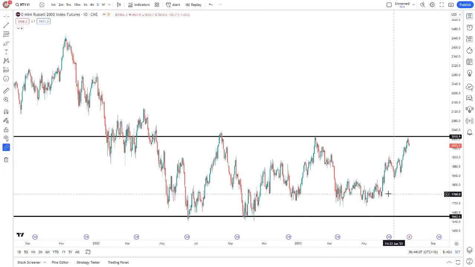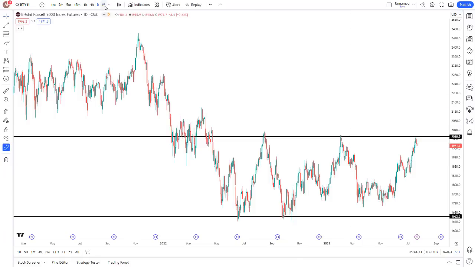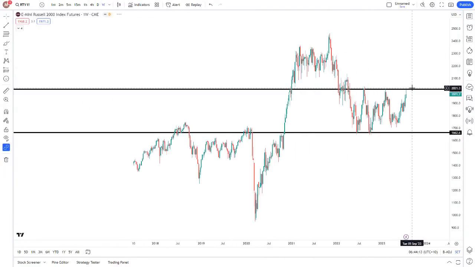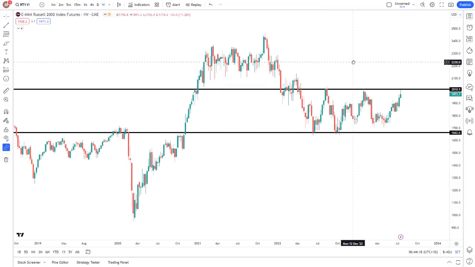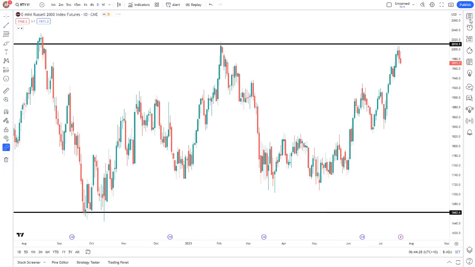Nothing really too much to tell about the Russell here, but we really need to start to see where this thing is going to trend. We look at this weekly chart, and that's what we're seeing from a weekly chart perspective. There's nothing really too clear here. No one is really in control when it comes to the Russell as well.